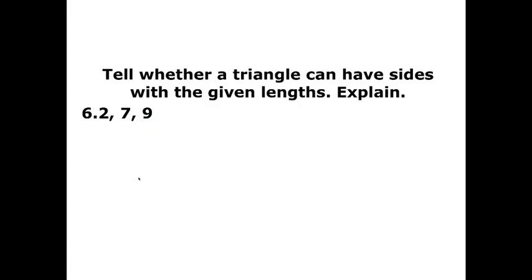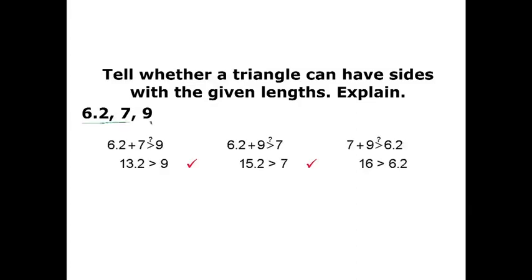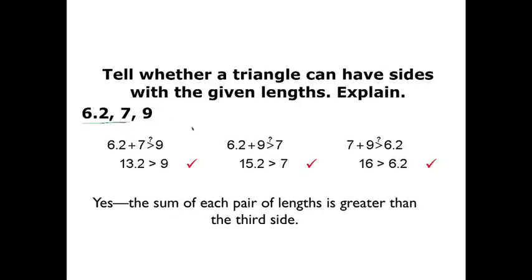All right. Do these add up to three sides that could be a triangle? Well, again, all I really care about are the two smaller sides, 6.2 and 7. When I add them together, are they more than 9? Well, yeah, 13.2, which is more than 9. So, yes, this is a triangle. Technically, you'd need to check all three, but the only one that matters is, are the two shorter ones more than the longer one? Yes.